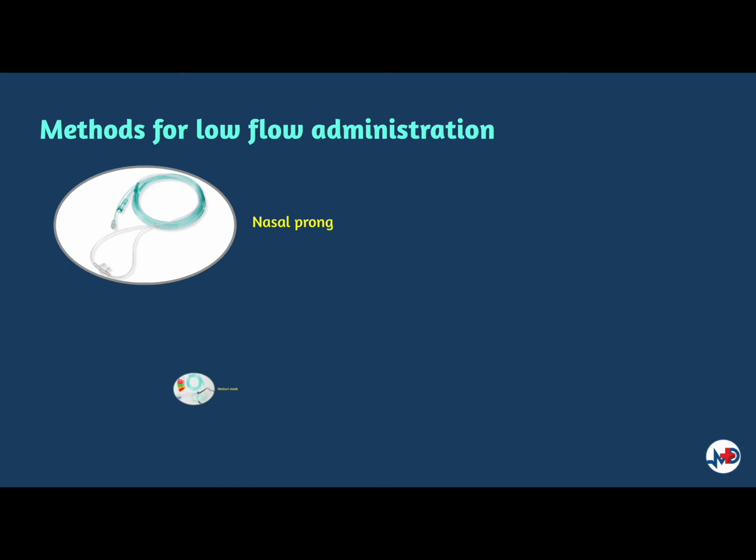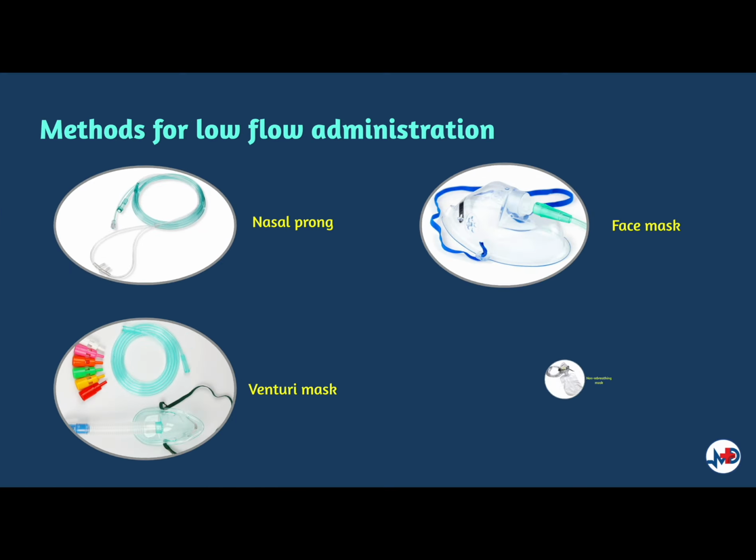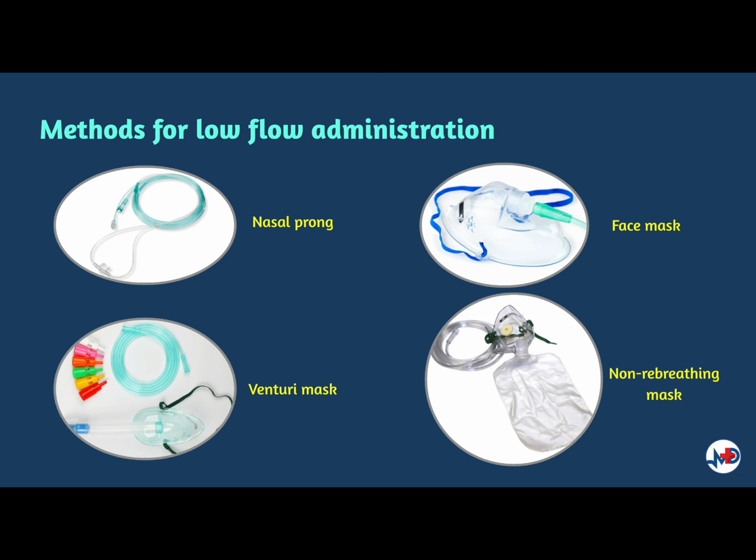There are various methods that can be used for low-flow administration. These include nasal cannula, which is a thin tube used to deliver oxygen directly to the nostrils from a source connected with a tubing. This is the most common method of delivery, providing flow rates of 2 to 6 liters per minute comfortably, and this allows the delivery of oxygen while maintaining the patient's ability to utilize his or her mouth to talk and eat.